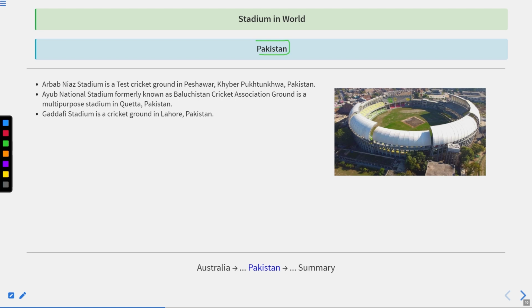Now we have Pakistan. First is Arbab Niaz Stadium. It is actually a test cricket ground in Peshawar, Khyber Pakhtunkhwa, Pakistan. Ayub National Stadium, formerly known as the Balochistan Cricket Association Ground, is a multi-purpose stadium in Quetta, Pakistan. Gaddafi Stadium is a cricket ground in Lahore, Pakistan.